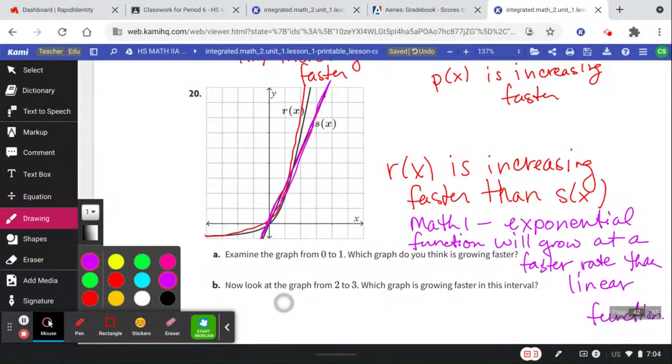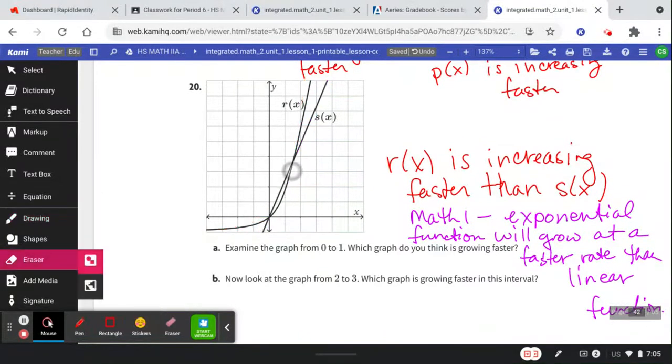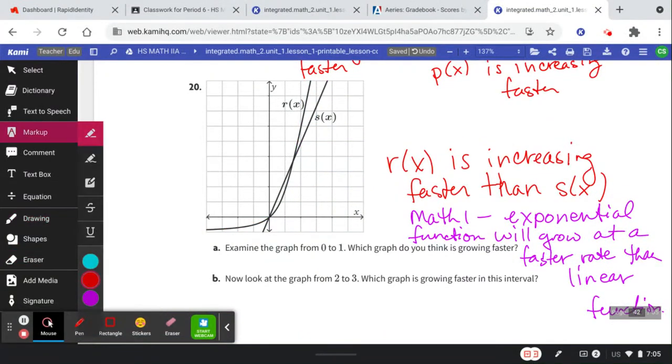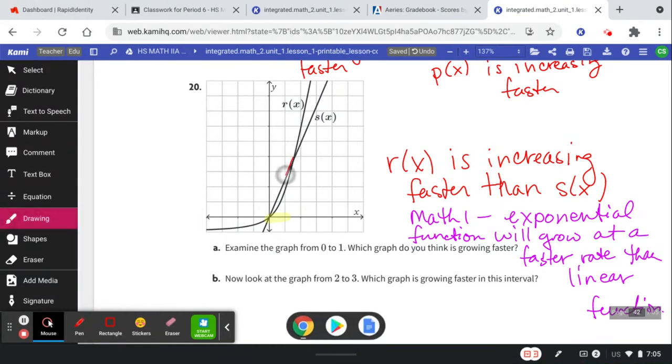Okay, examine the graph from 0 to 1. Which graph do you think is growing faster? So now we're looking at intervals. So it's telling us specifically to look right here from 0 to 1. If I just look at that little section, do you see how this line has a slope of 1, 2, 3, 4 over 1.5? So up 4 over 1.5, and it's pretty steep.